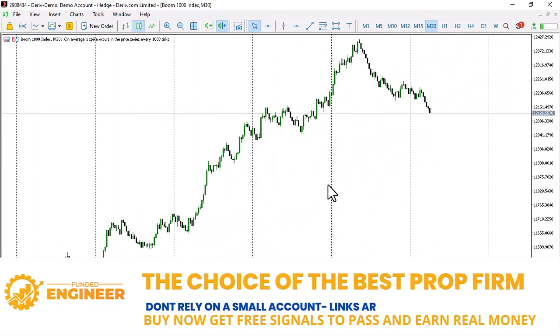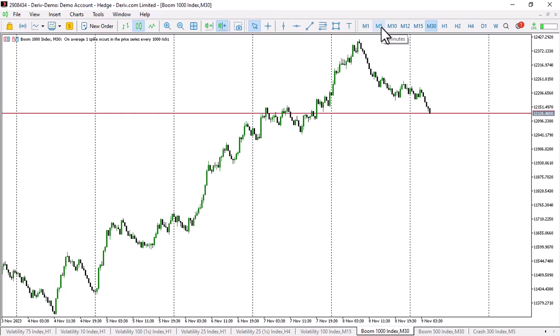So this is what you are doing, and this is how you can profit on Boom and Crash trading with order blocks and trading the shocks way.